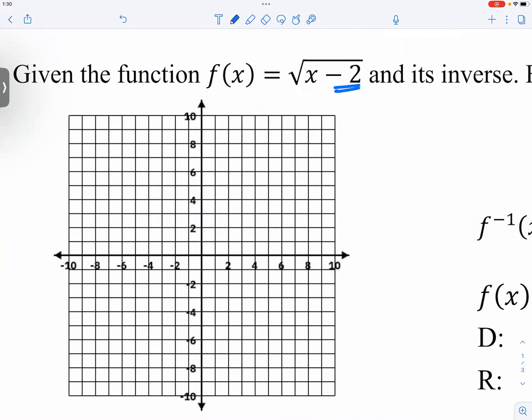If you still remember from your transformation stuff, if you have a minus 2 next to the x, that means the graph is shifted in what direction? Right. So we will shift to the right for 2 units. And we will do the 1, 3, 5, 7, just like the quadratic, but we will do it horizontally. So this is our f of x equals the square root of x minus 2.